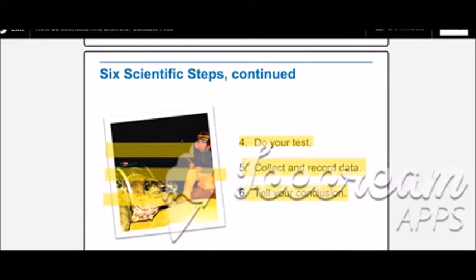Number 1, ask a question. Number 2, make your hypothesis. Number 3, plan a fair test or experiment. Number 4, doing your test. Number 5, collect and record data. Number 6, tell your conclusion.